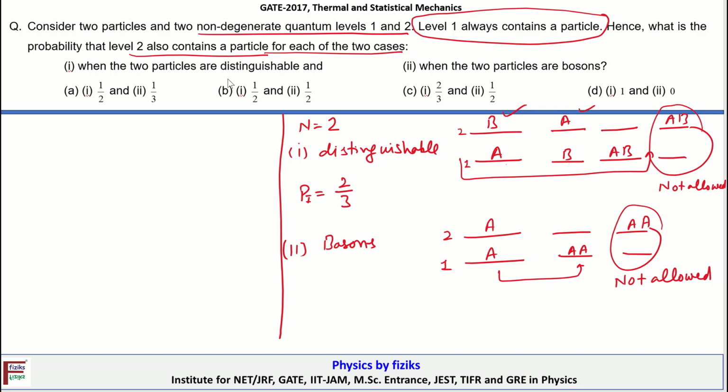So in these two cases, we have at least one particle in level 1. Now the probability that level 2 also contains a particle: there is only one option where we have a particle in level 2. So the required probability is one favorable option out of a total of two options. Therefore the required answer is 2 by 3 and 1 by 2, so option C is the correct one here. This completes the discussion on the question which appeared in the GATE 2017 examination.